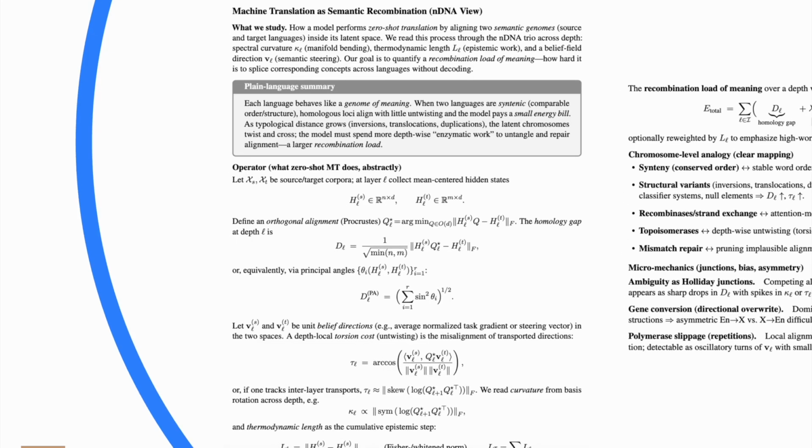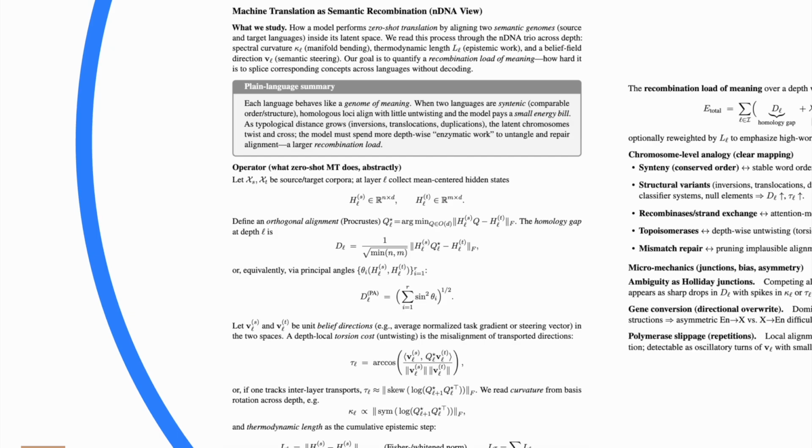Here's the story behind the math on this slide, in plain language. For each transformer layer, we collect mean-centered hidden states for the source language and the target language. We then solve a simple orthogonal Procrustes problem, find the best rotation that aligns the source cloud to the target cloud at that layer. The residual after this best rotation is the homology gap, a layer-wise distance that says, even after optimal alignment, how far apart are the two languages here.